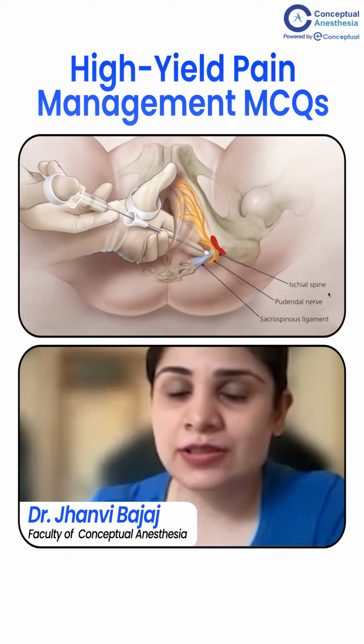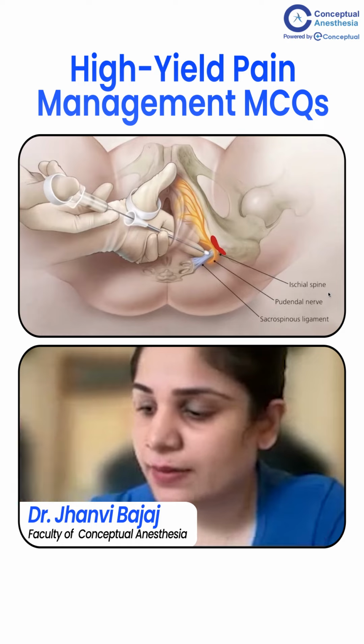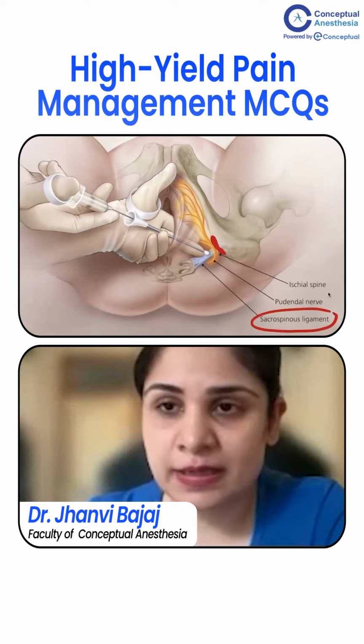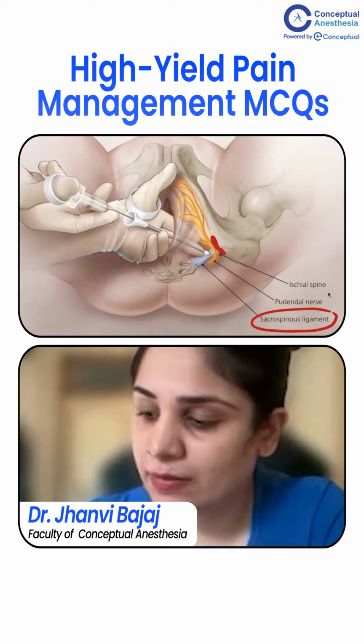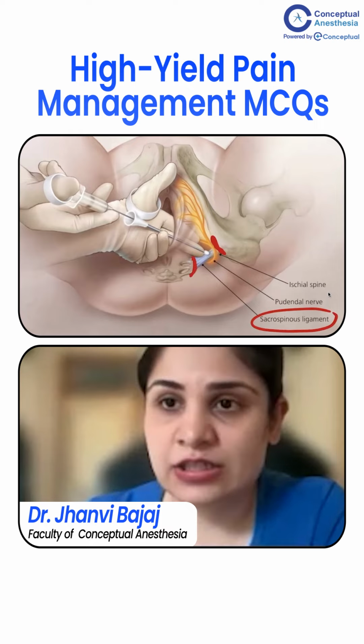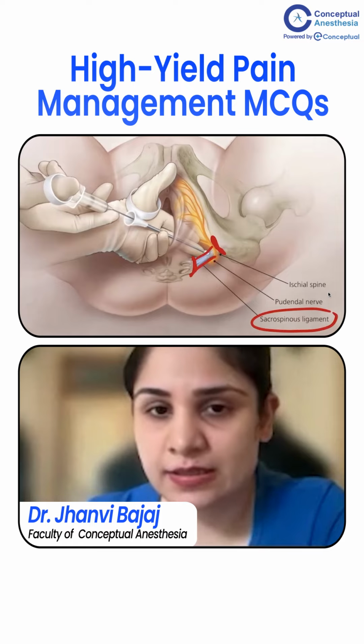If you can't feel for the ischial spine, then you need to feel for a hard, thick ligament, which is nothing but the sacrospinous ligament. The sacrospinous ligament, as you understand from the name, joins the sacrum over here to the ischial spine. Okay, so this white ligament that you can see is your sacrospinous ligament.